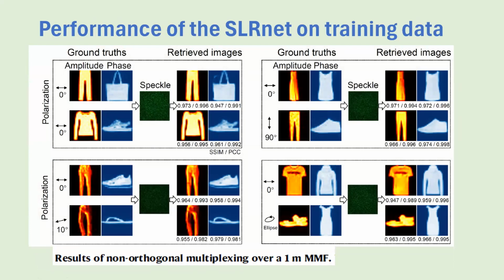or how it is performing after decoding the information encoded under non-orthogonal light fields, and the information are the images we are talking about. So we shall see now SSIM slash PCC, like now from this first image here, the value of SSIM is 0.973 slash 0.996.